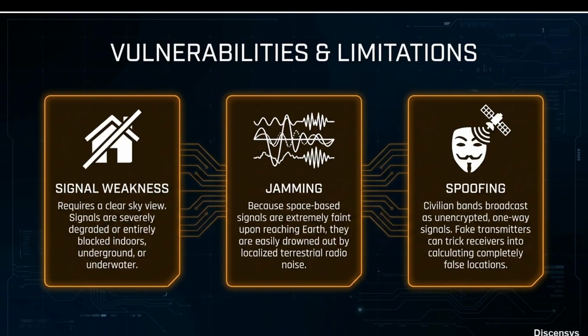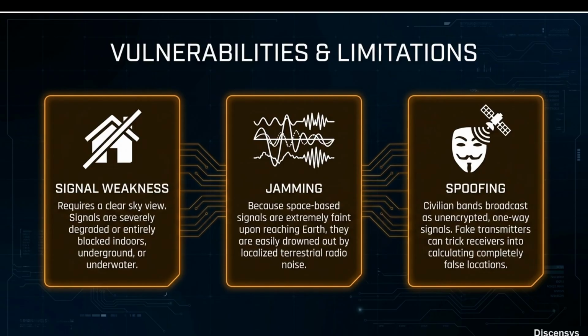Vulnerabilities and limitations: signal weakness, jamming, spoofing. These are the main vulnerabilities when we have GPS. Signal weakness: as we have talked about before, because of the Earth's atmosphere, there can be delays. We need to have a clear sky view. Signals are severely degraded or entirely blocked indoors, underground, or underwater because objects can cause disruptions. That's the reason we require a clear sky view, and the reason the signal is weakened when rain is coming.